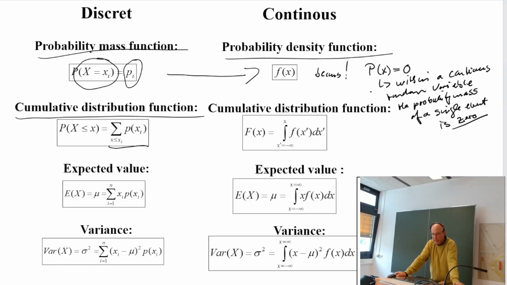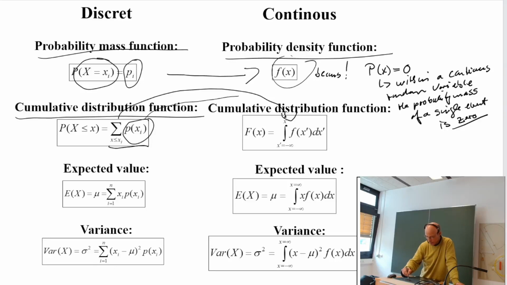Well, and if we go then to the continuous random variable, then we just exchange the probability mass function with the density function and the discrete summation with the so-called continuous summation, and this is just integrating.